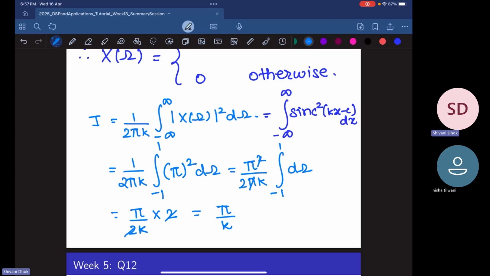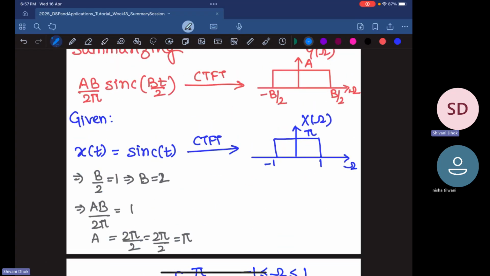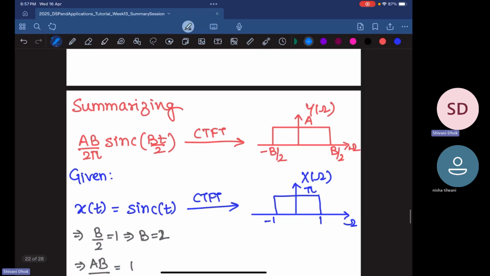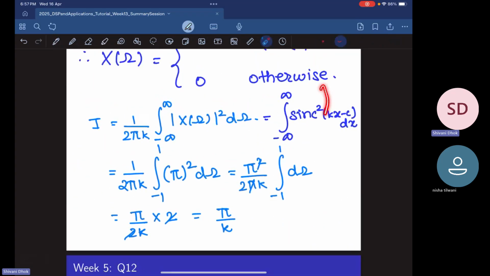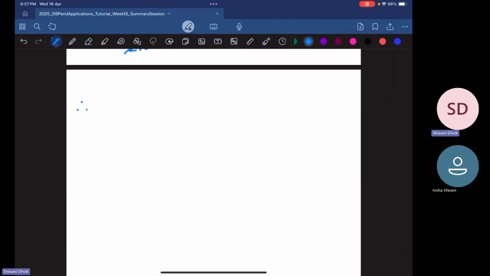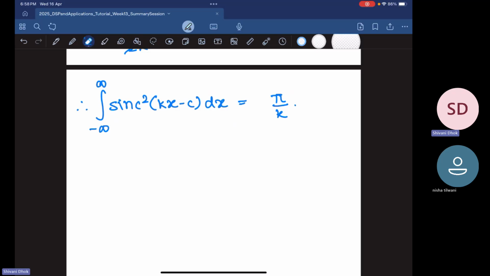Now suppose you knew this particular relation for the sinc function, you would not have to solve this question in the time domain. You can easily move to the frequency domain, and only this much you need to solve. That's all. So this is how simple it is when we move and use the properties of the Fourier transform. So finally, what we have got is that the integral from minus infinity to infinity of sinc squared (kx minus c) dx comes out to be equal to pi over k. Okay, any questions? Is it clear?